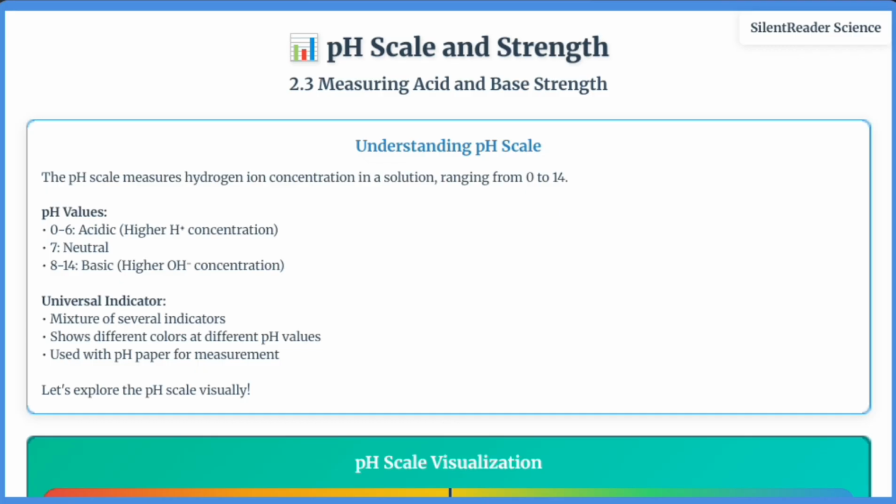The strength of acids and bases depends on how many H+ or OH- ions they produce. Strong acids like HCl and H2SO4 produce more H+ ions, while weak acids like acetic acid produce fewer H+ ions. Similarly, strong bases like NaOH produce more OH- ions than weak bases like ammonium hydroxide.